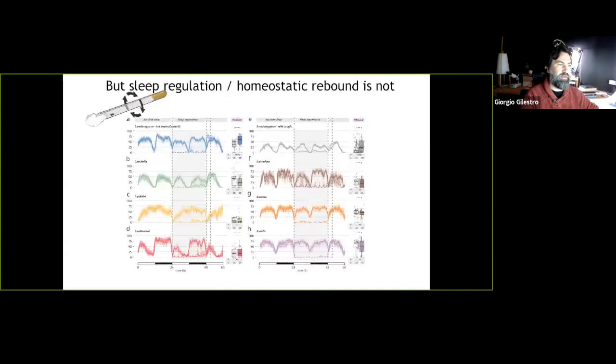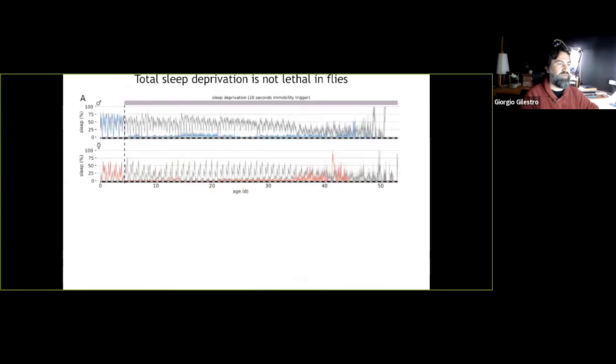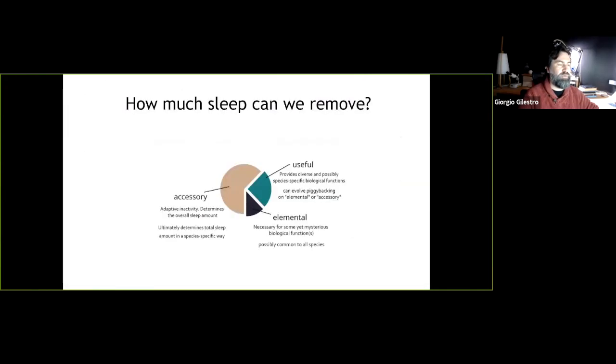And again, this goes in favor of the tripartite model, because if you think about the tripartite model, then you can think how the basic drive of sleep, which is the one really driven almost totally by the accessory component, is conserved apparently throughout evolution. But then other aspects, which are secondary, at least from the analysis point of view, might not.